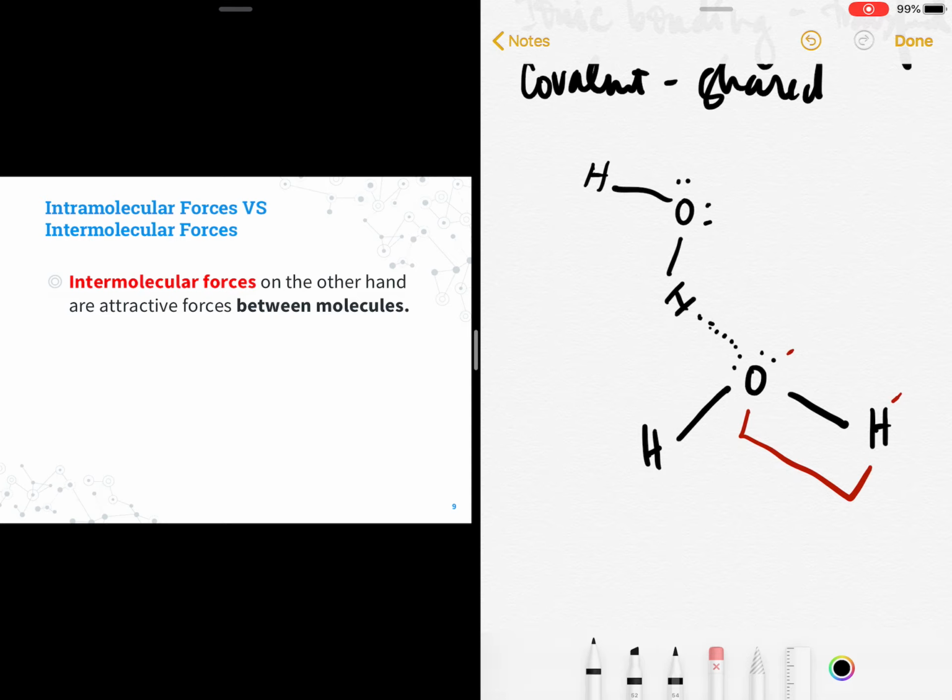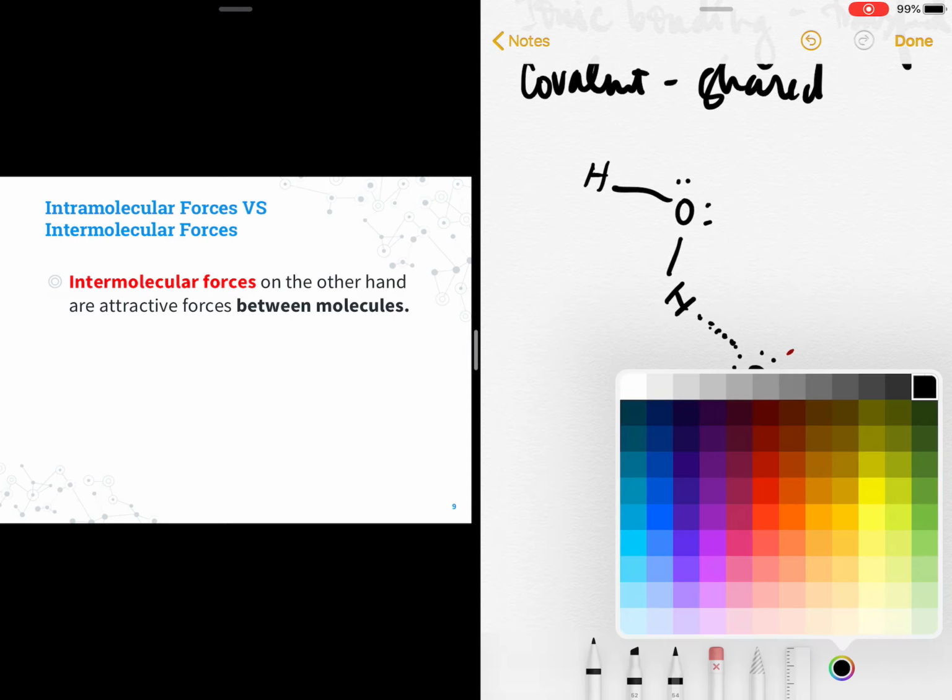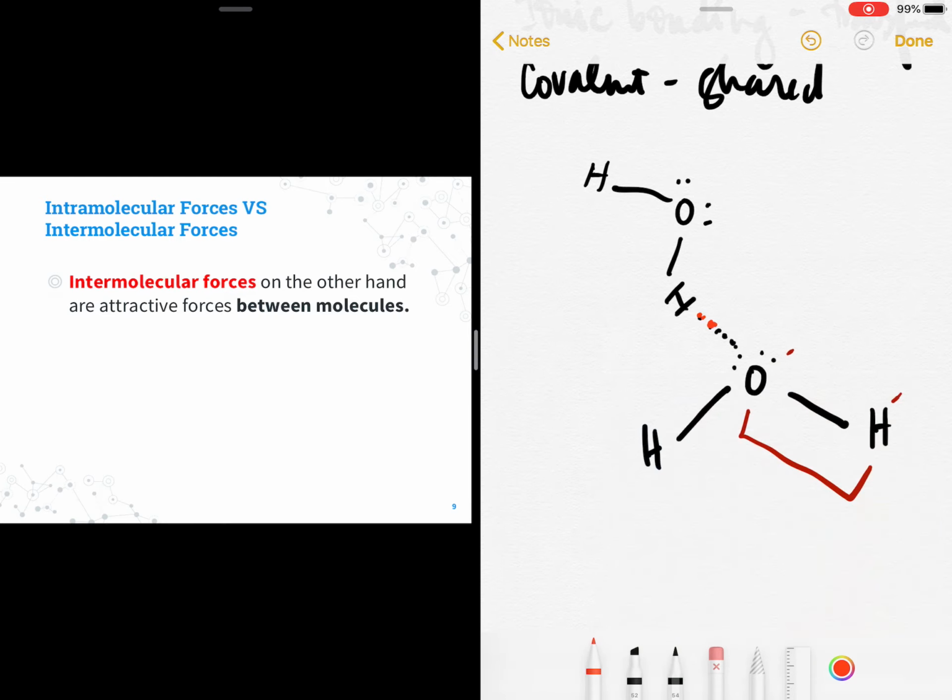Let me change the color of that so you can see it better. So there is attraction between molecules. You have one molecule of water here and another molecule of water here. With intermolecular forces, the two molecules attract each other.